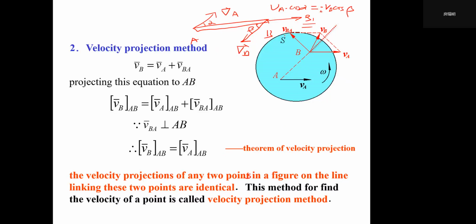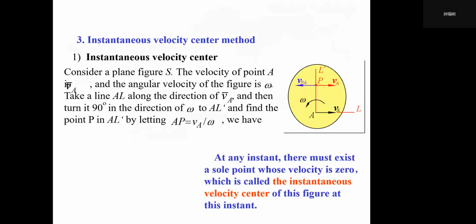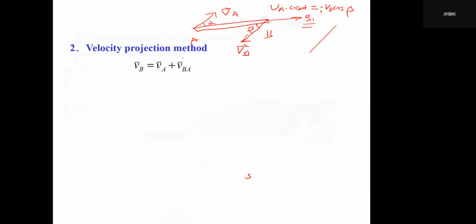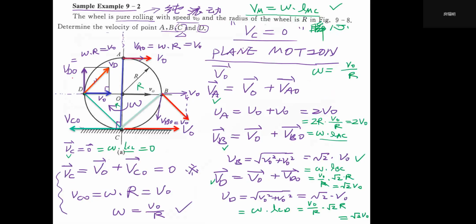In some problems, we will find this method is very simple and very useful. Maybe we will look at an example later. Then we are going to talk about another thing, the instantaneous velocity center method. Do you still remember last time? We stopped after we finished this example. In the math I wrote on this screen, this point C is a very special point.